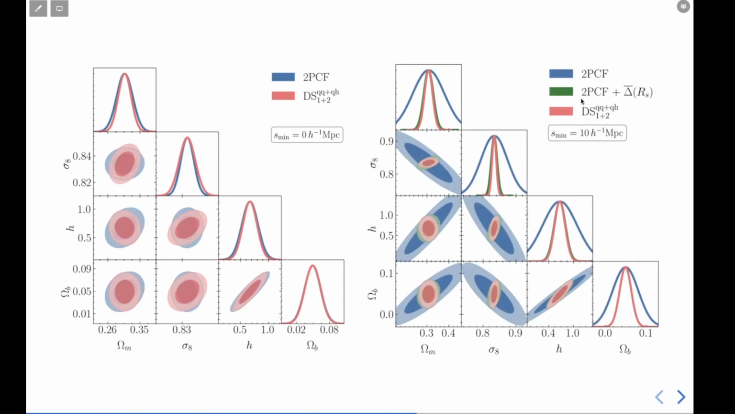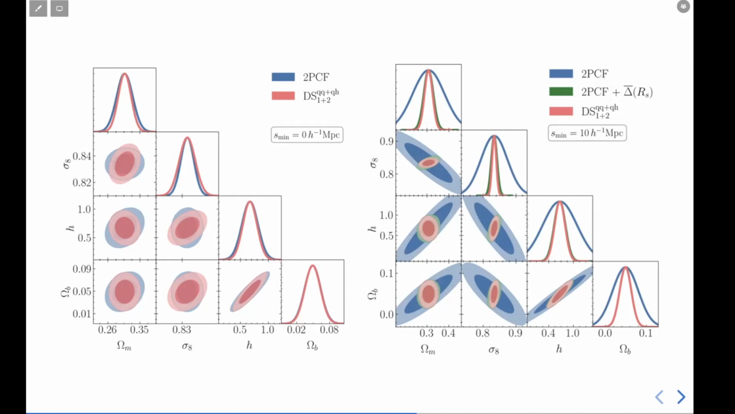For the green contour, we added the mean density in each environment to the two-point correlation function. And you can see that in that case, density split is performing very similarly to the two-point correlation function plus the average density in each environment, because it has that small scale information. So there's nothing odd about it performing better than the two-point correlation function on large scales.